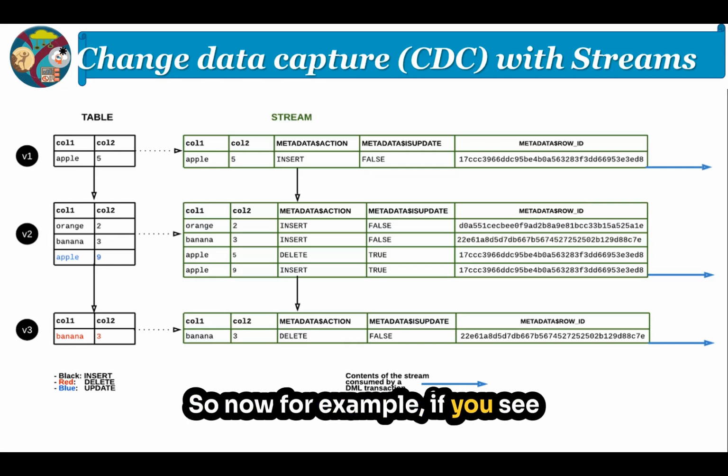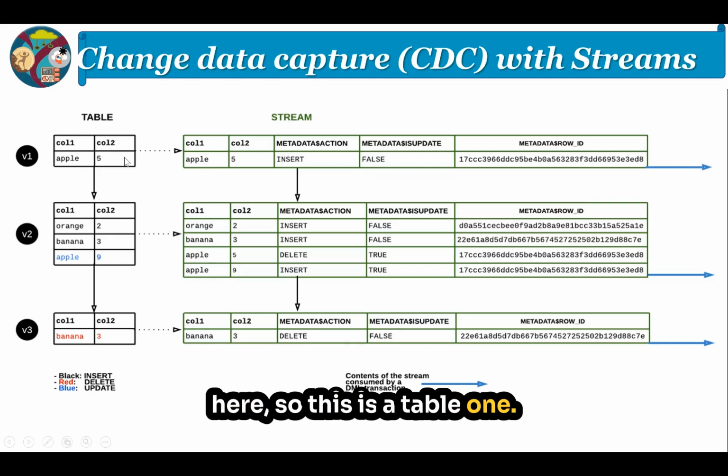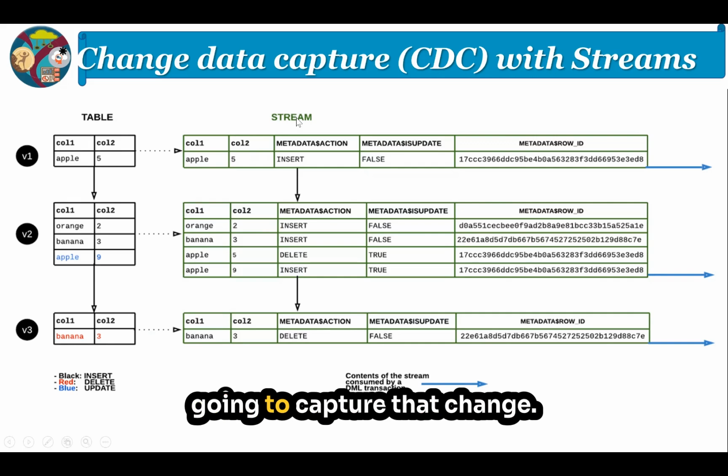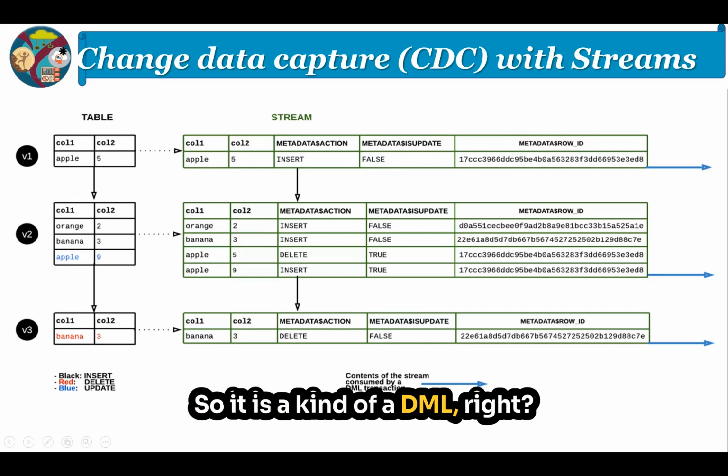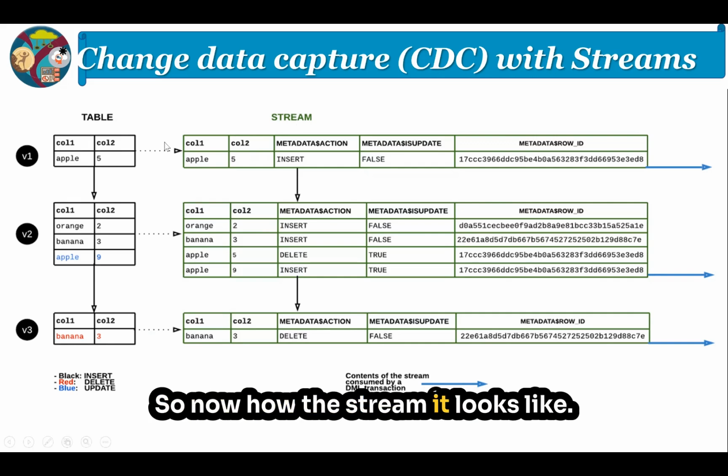So now for example, if you see here, this is table 1. Now I newly inserted data into this table, and I have created a stream on top of this table. So when I insert the data into this particular table, the stream is automatically going to capture that change. So it is a kind of DML, right? Now how does the stream look?